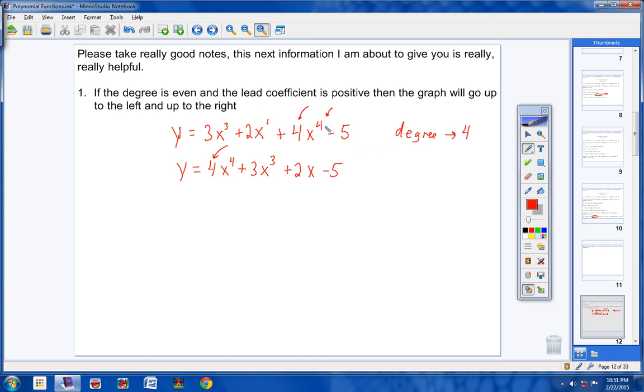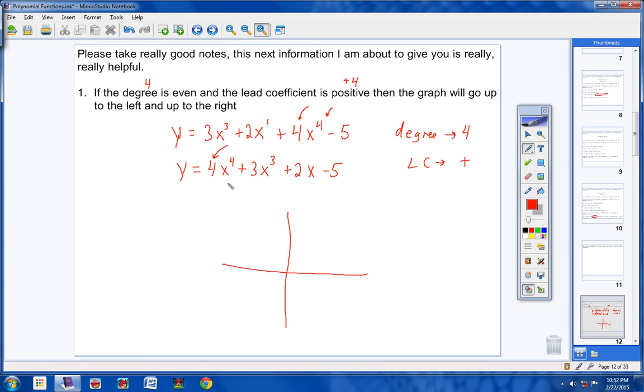So, what is the degree of this polynomial function? 4. What is your lead coefficient? It is what? Positive. Well, look, if your degree is even, and it is, my degree is 4, and the lead coefficient is positive, it is, I have a positive 4, then the graph will go up to the left and up to the right. So what that means is this.